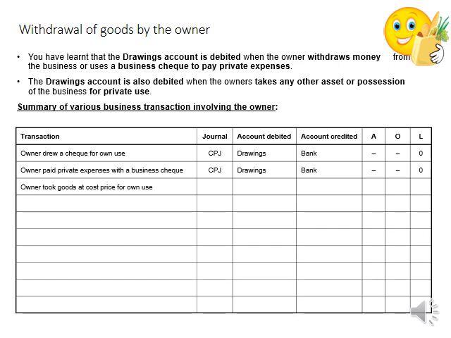The owner took goods at cost price for own use. Now, please note, the owner always takes goods at cost price. Now, this is not money. It doesn't involve the cash journals. He took goods, so this one will be recorded in the general journal.